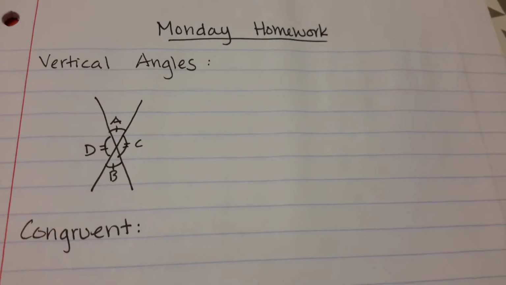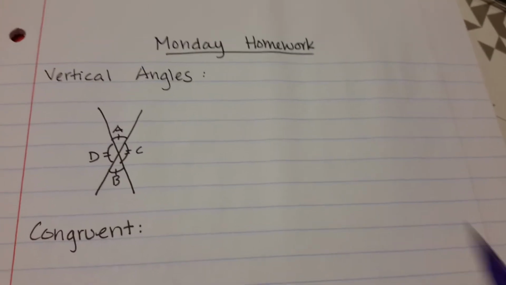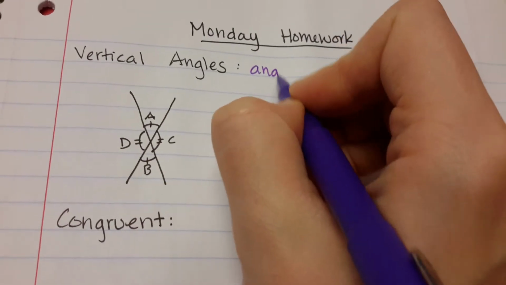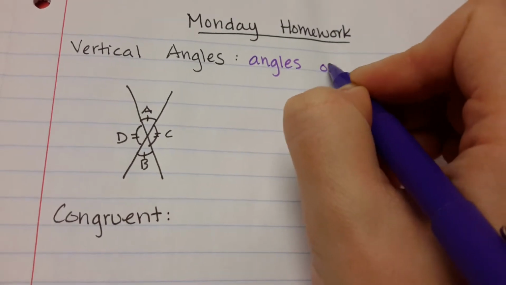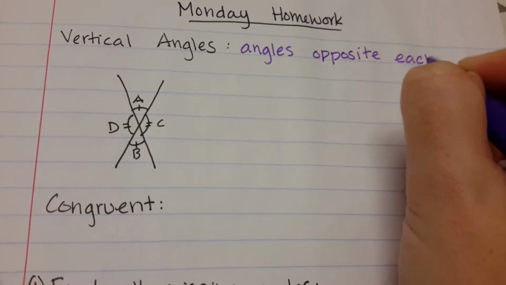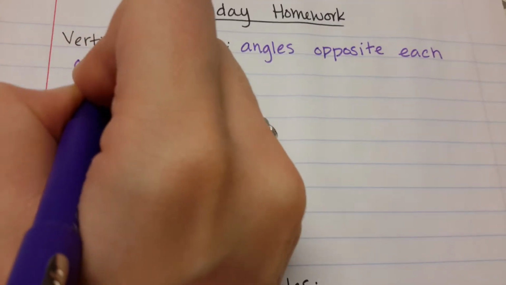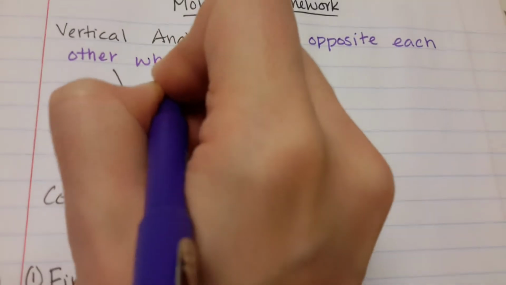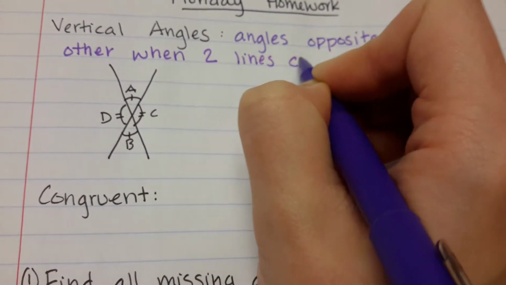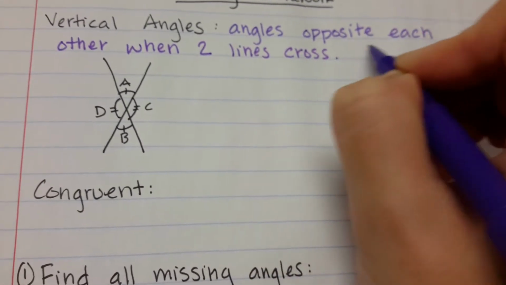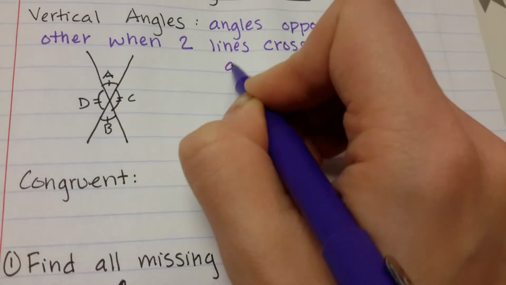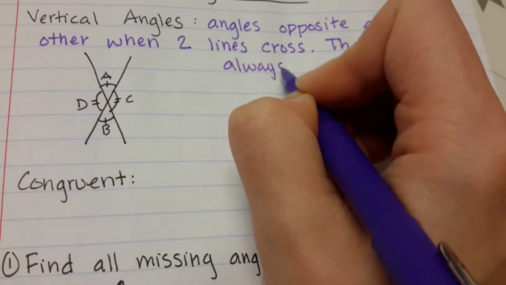Here we are talking about vertical angles. Vertical angles are angles opposite each other when two lines cross. They are always equal.